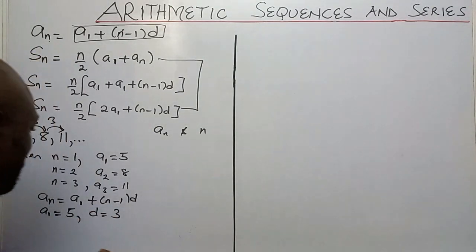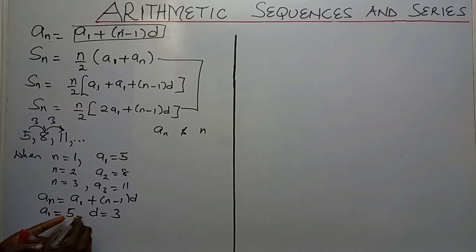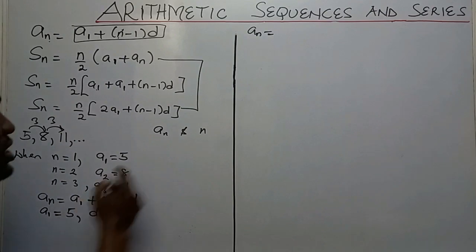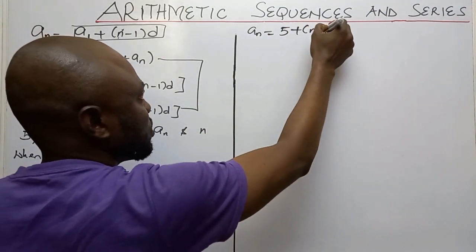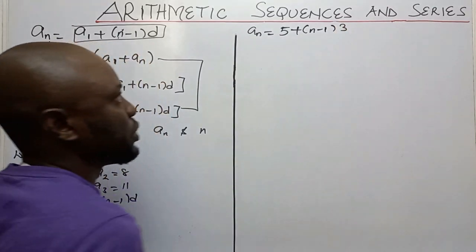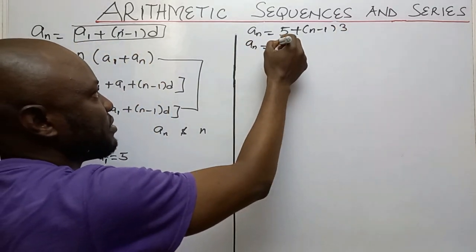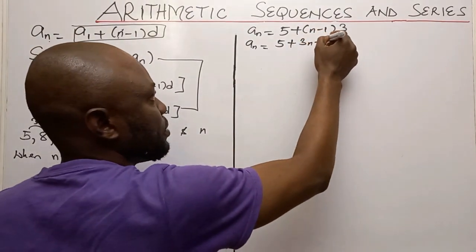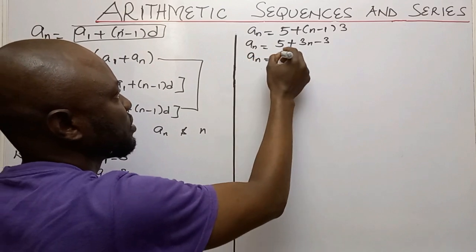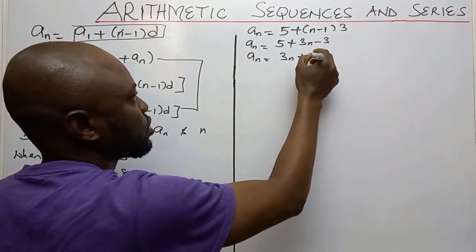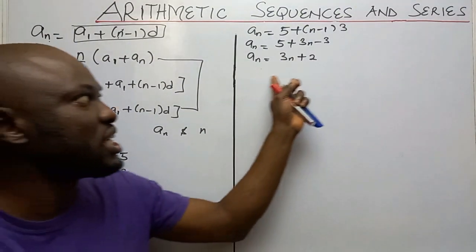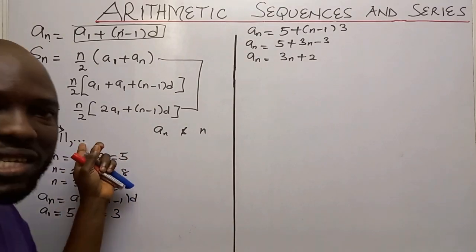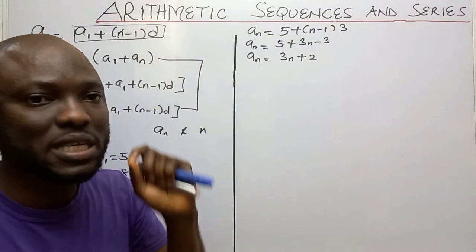So if I go by that, a sub n will be: a sub 1 is 5, so I'm going to plug in 5 plus n minus 1, with n remaining n, then d is 3. Now my a sub n will be 5 plus 3 times n, which is 3n. 3 times minus 1 will be minus 3. So my a sub n will be 3n, and 5 minus 3 is plus 2. Now I've been able to generate a particular formula that is associated with this sequence. So this is the n-th term for the sequence.